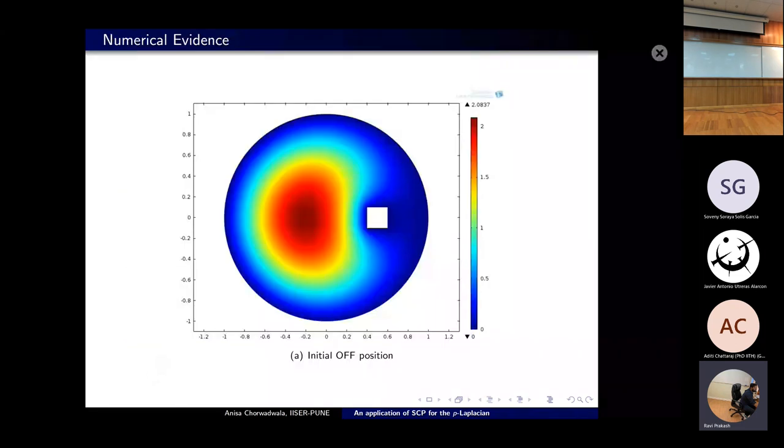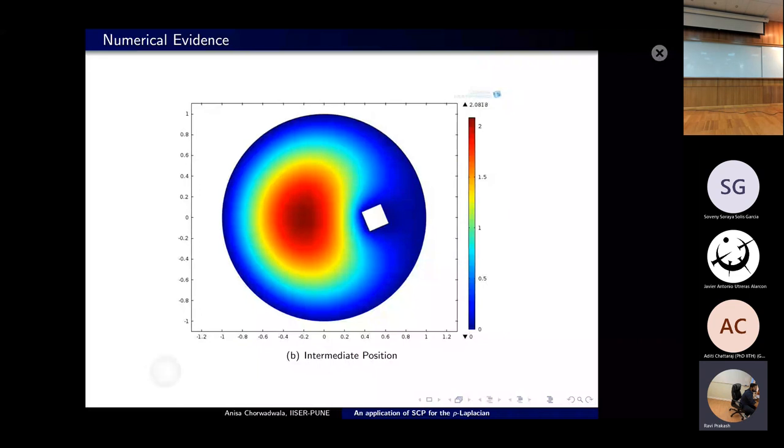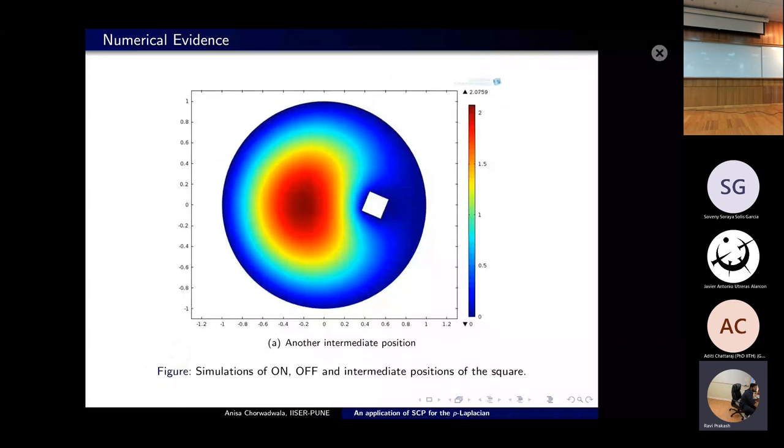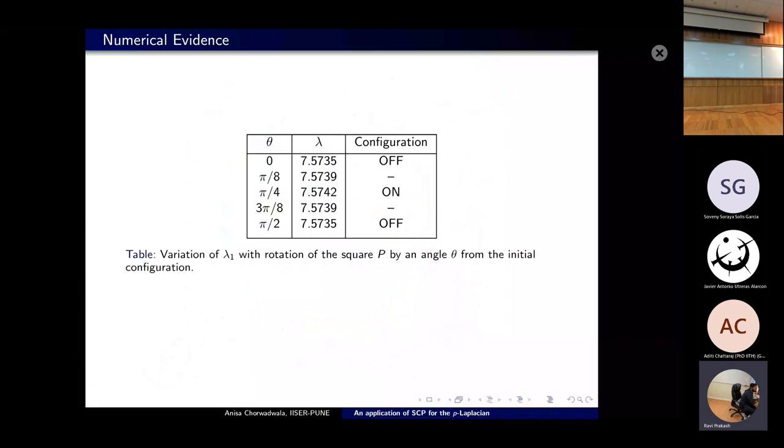Okay, these are some numerical evidence supporting how the eigenvalues change when we rotate, and there is a tabular plot of this. So in the off position it's minimum, then as you keep rotating it increases, becomes maximum when it is in the on configuration, then decreases and again becomes minimum when you reach the off configuration. And there is this symmetry also, because it becomes a periodic function of theta.